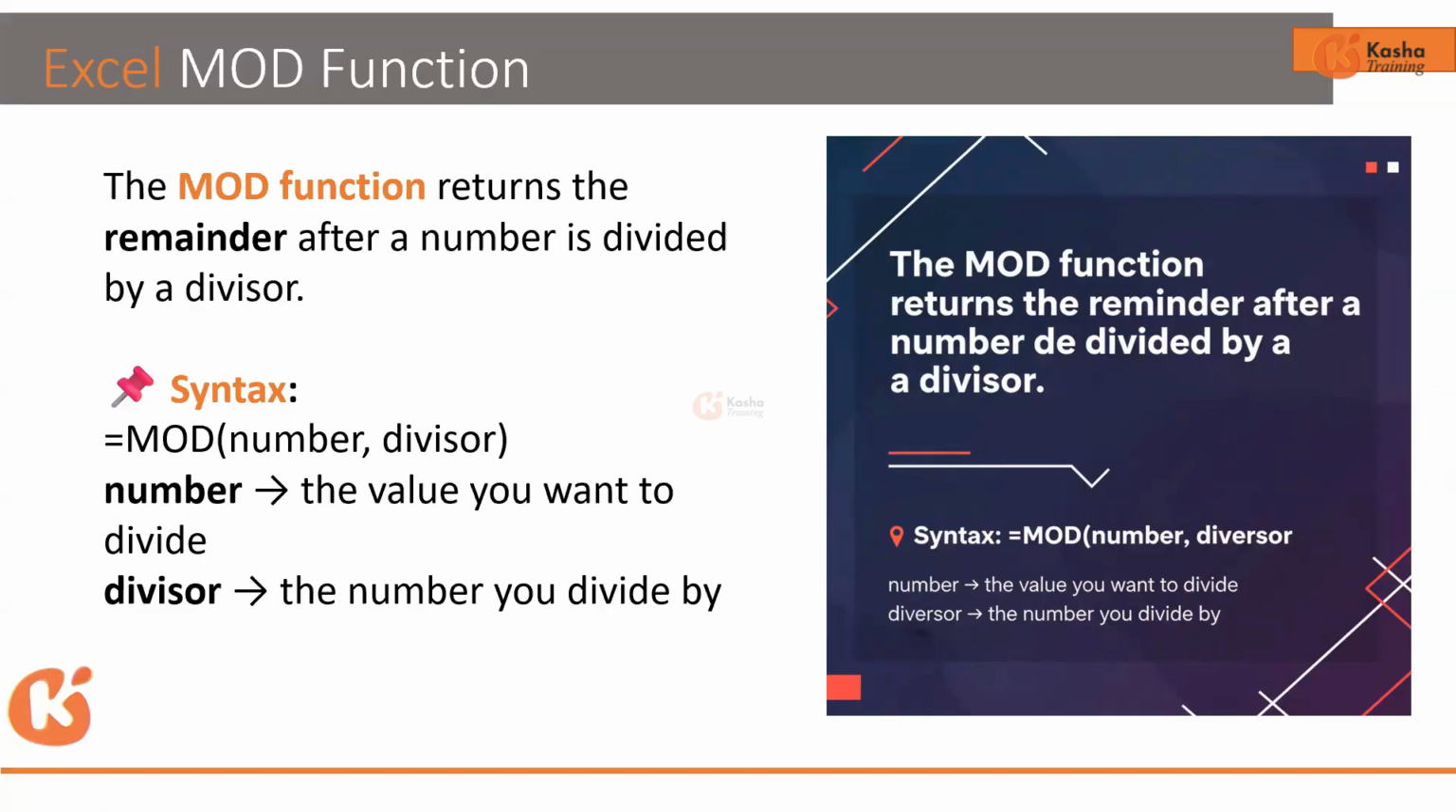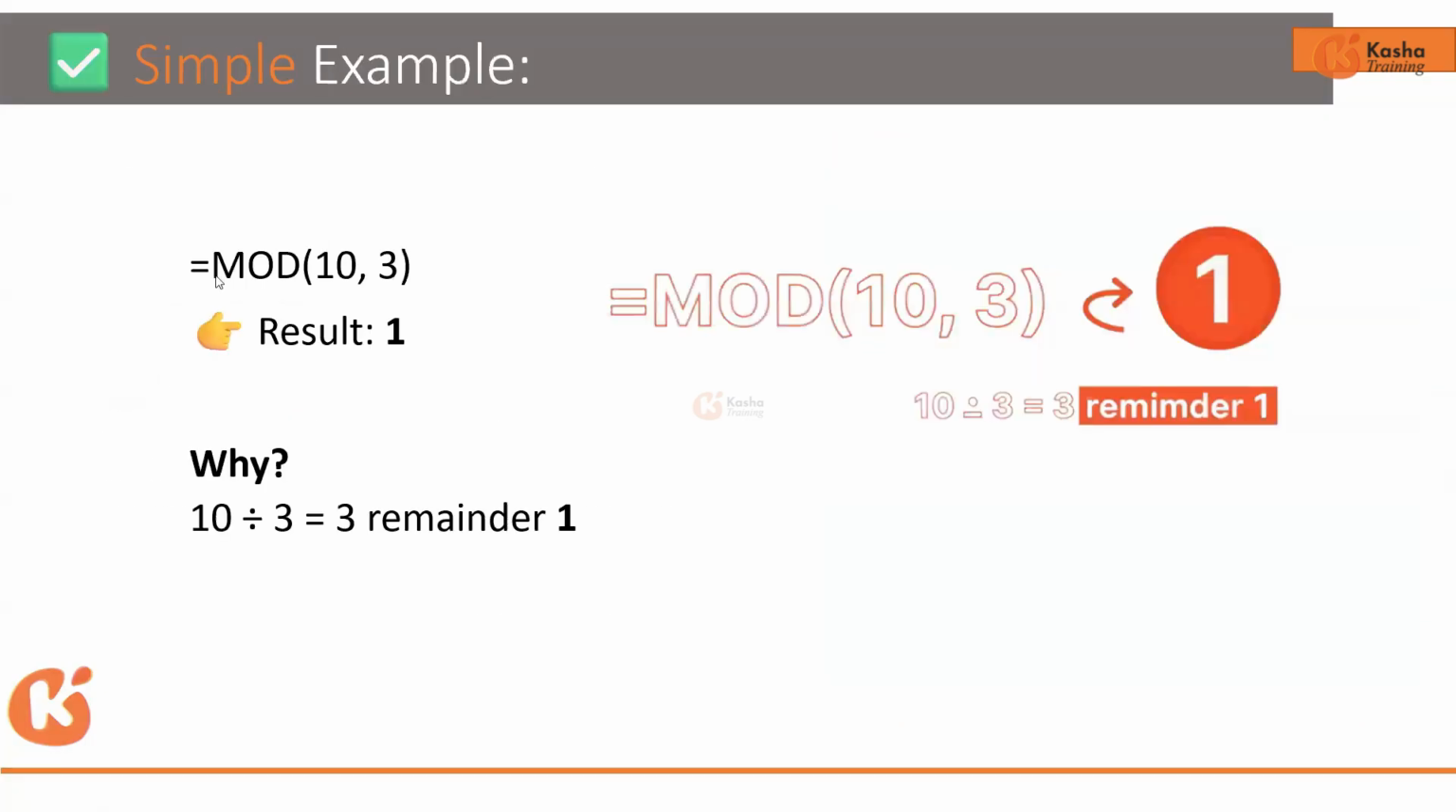Let's see with an example. Here you can see the syntax for the MOD function: equal to MOD, and this is your 10 divided by 3. If you divide 10 by 3, you will get the result as 1, because 1 is coming as the remainder, right? 3 is the quotient, but 1 is coming as the remainder. This is basically the MOD function.